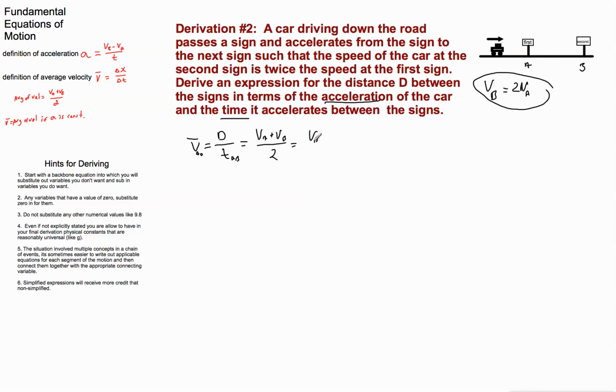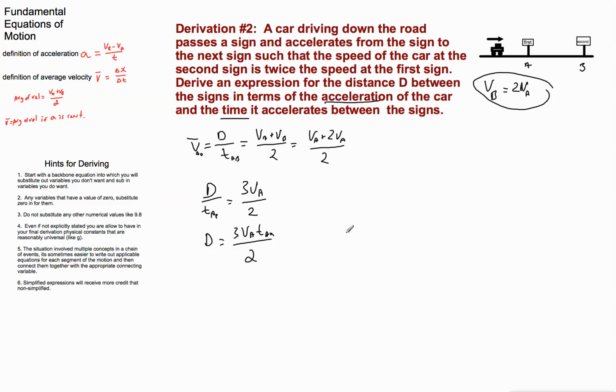So we have VA plus 2VA over 2. And now I'm going to simplify this. Remember, we want this part and this part. So this is going to be d over time from A to B is equal to 3VA over 2. Let's rearrange this a little bit to get d equals 3VA times time from A to B over 2.